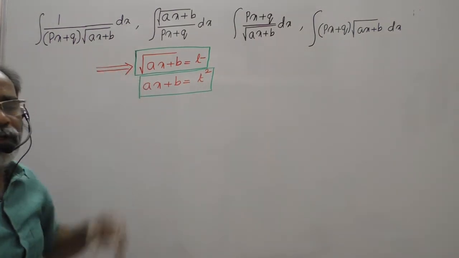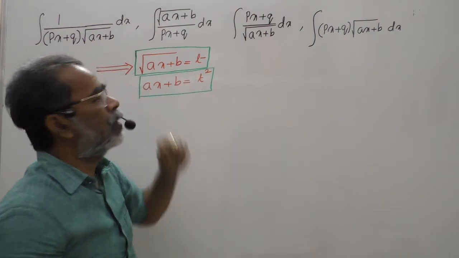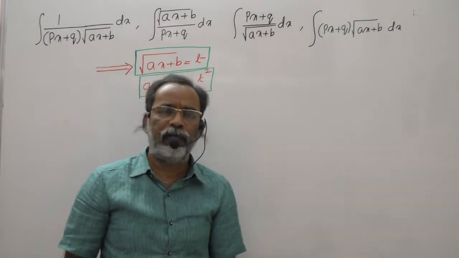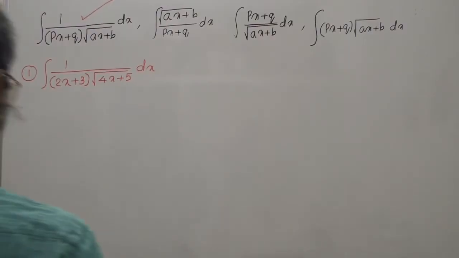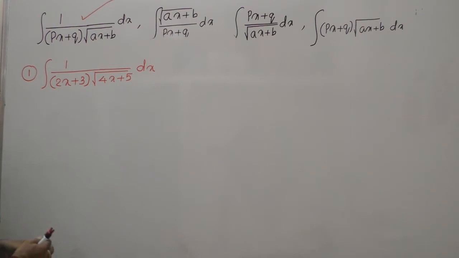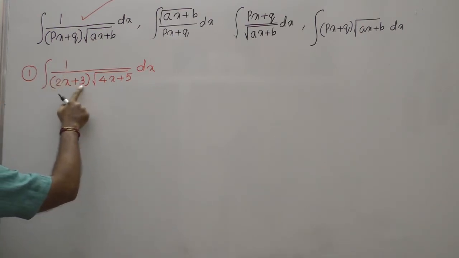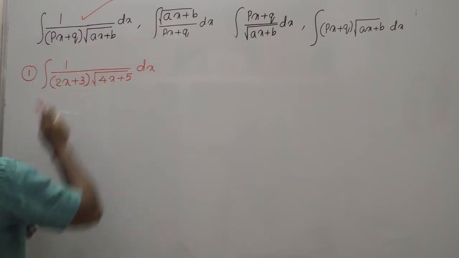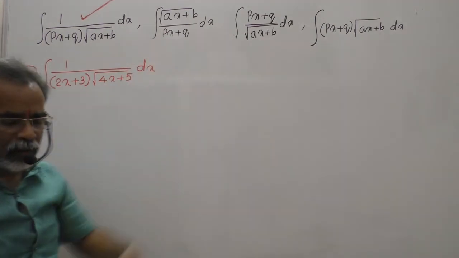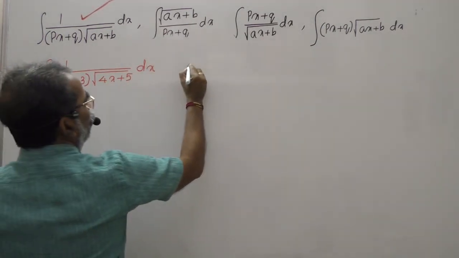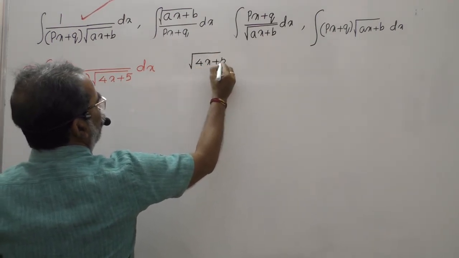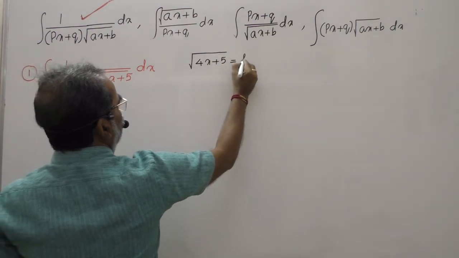This is the substitution. Now we will discuss some examples. For all the 4, I will discuss one example. Please see. To find this integral value, this is exactly 1 divided by (2x plus 3) into root over (4x plus 5). This is of this type. Just now we have seen for all the 4 what the substitution is. The value in the root, root over 4x plus 5, you suppose this as t.